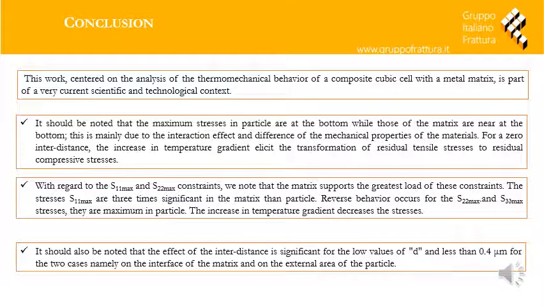This work centered on the analysis of the thermomechanical behavior of a composite cubic cell with a metal matrix. It should be noted that the maximum stresses in the particle are at the bottom, while those of the matrix are near the bottom. This is mainly due to the interaction effect and difference of the mechanical properties of the materials. With regard to the S11 max and S22 max constraints, we note that the matrix supports the greatest load of these constraints. The increase in temperature gradient decreases the stresses.